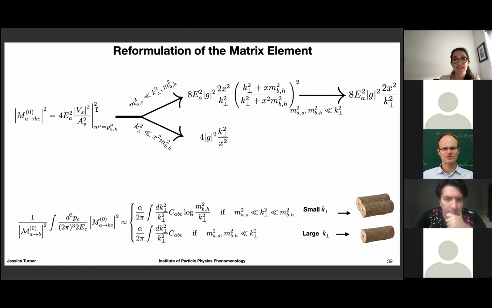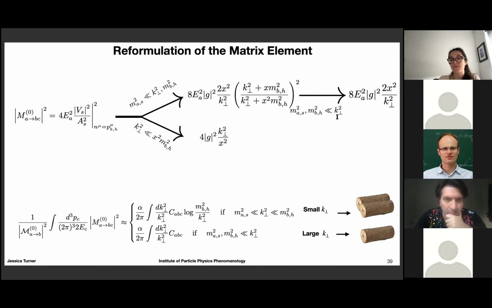First of all, we make the choice that the auxiliary vector has the following form, and for that form, it zeroes out the VH. So the matrix element squared has a very simple form. We can look at the case where K transpose is large relative to the incoming thermal mass of particle A. In that case, the matrix element squared goes like x squared over K transpose squared.